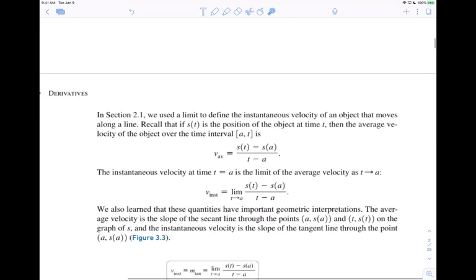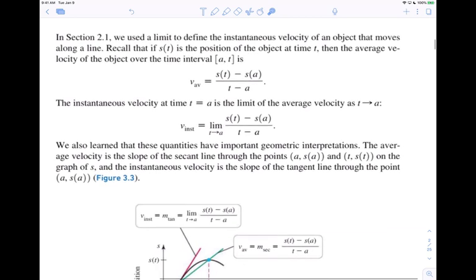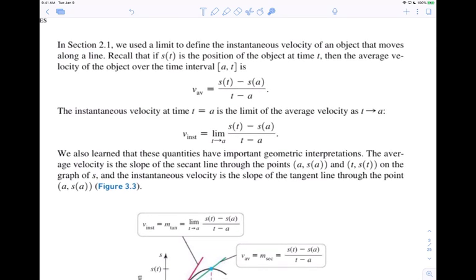So in section 2.1 we use a limit definition. We use a limit to define the instantaneous velocity of an object that moves along a line. Recall that if s of t is the position of an object based on time, then the average velocity of the object over time is going to be given by this.